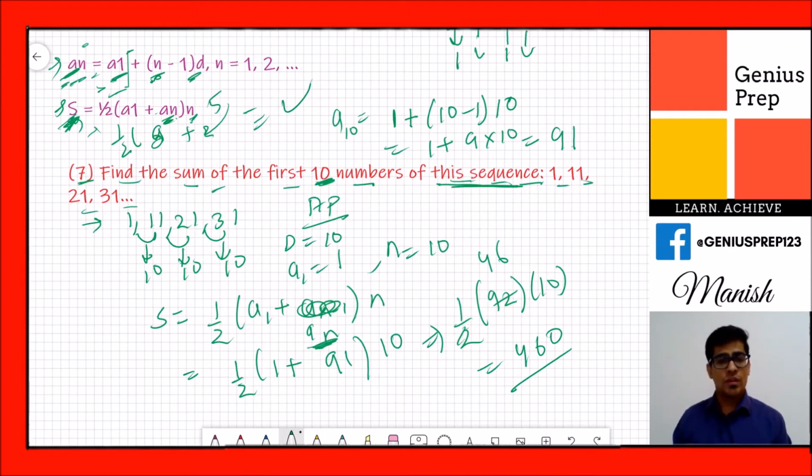Okay, so you see we used both formulas. First, for the summation, we write down the formula. Second, we have to find the nth term an, and for that we use the other formula. I hope that's the idea of how we can solve this kind of question in the exam.